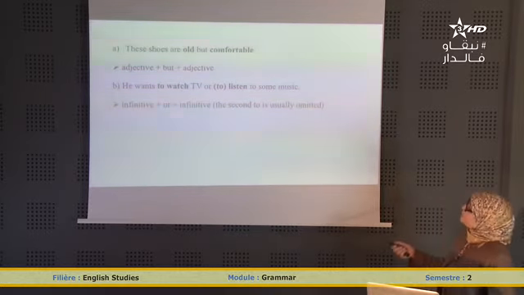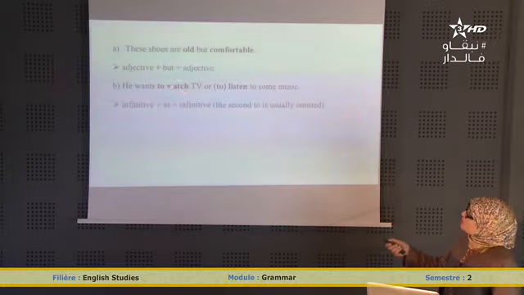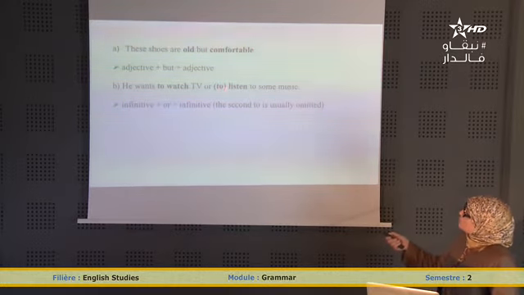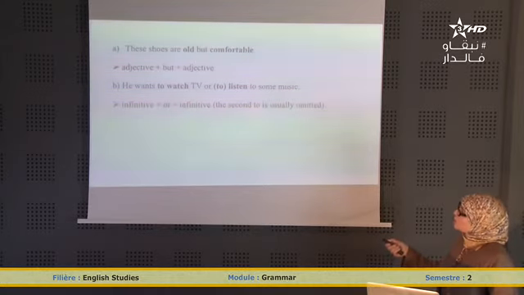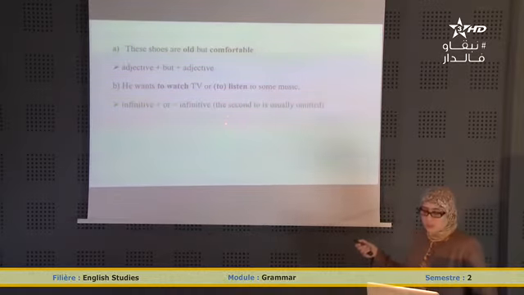But the second, as you can see here, again, because we have to watch and to listen, in order to avoid a repetition, we omit to. Then we end up having he wants to watch TV or listen to some music instead of repeating the to of the infinitive. That's why we have here infinitive plus or plus infinitive, which makes it also a parallel structure, but omitting to.